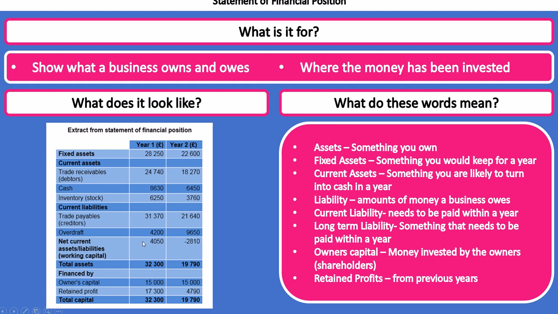Now working capital is massively important, because if you go into debt and can't pay these off, the first thing you need to do is start to sell your current assets off. So in this case, in year one, she's got net current assets of 4,050, which means she has more of these than she does these, which is great, because if this is a problem, she can sell her stuff off to pay for it. Next year it's negative, which means she doesn't have enough assets to be able to pay her liabilities. So that means she could go bankrupt.